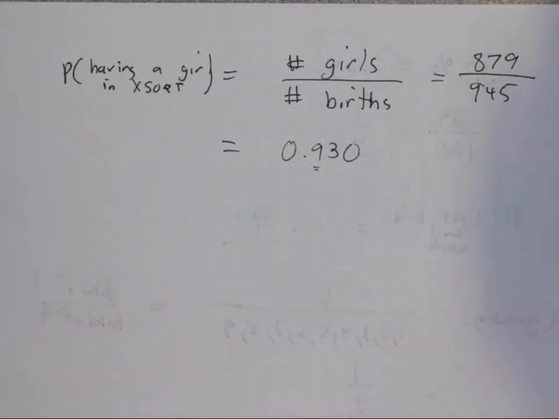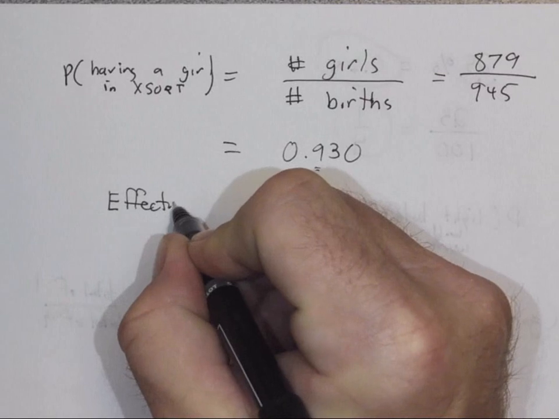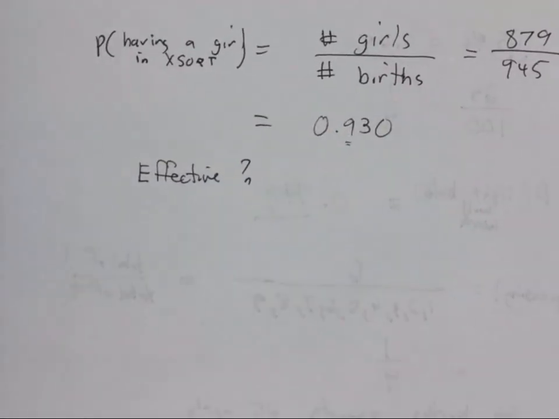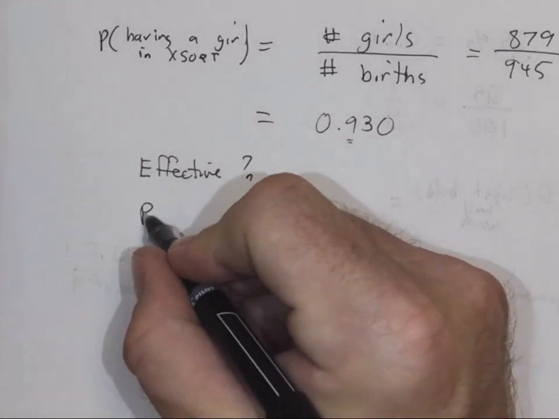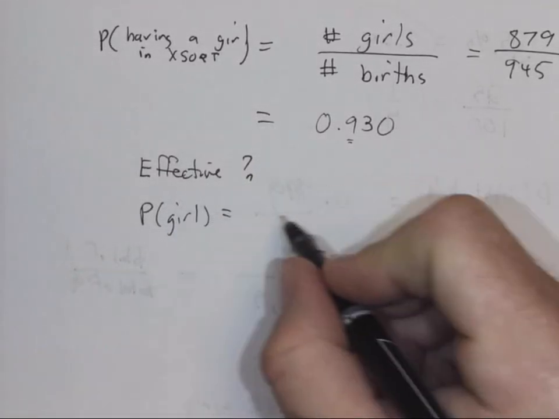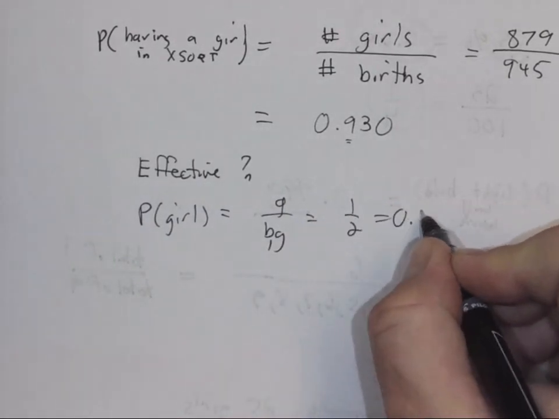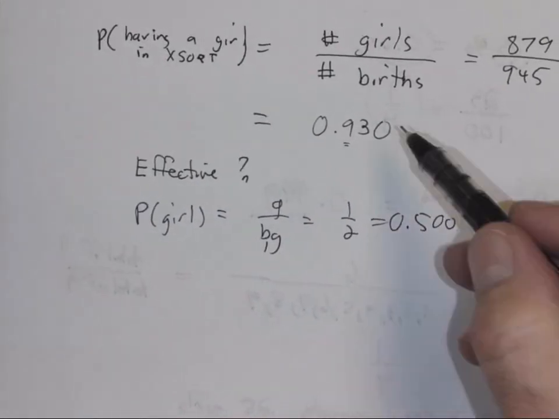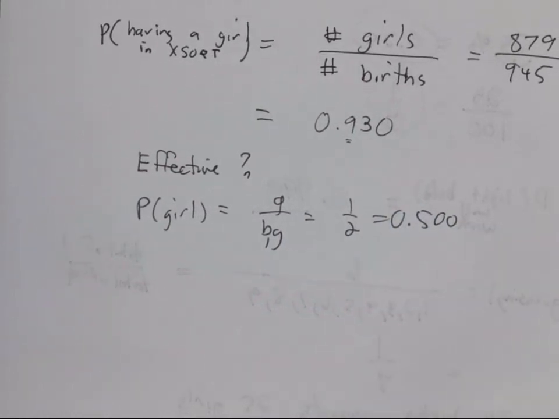Okay. Does it appear to be effective? Yeah. Why is it effective? Because only 7% don't. Well, because what do we expect? What's the actual probability of having a girl if you don't use this? Having a girl is equally likely, so it's 1 out of 2, which is 0.500, right? Is this number much bigger than that number? Like a lot bigger. You guys agree?